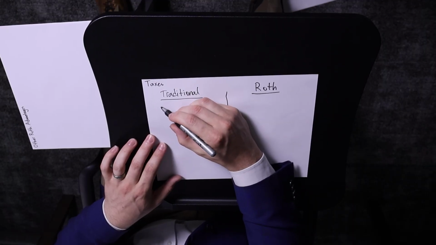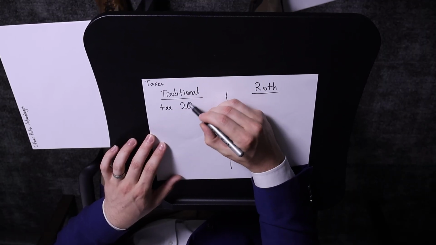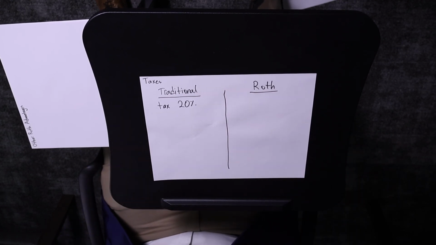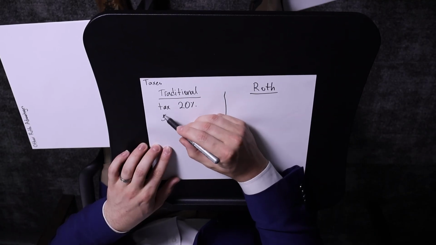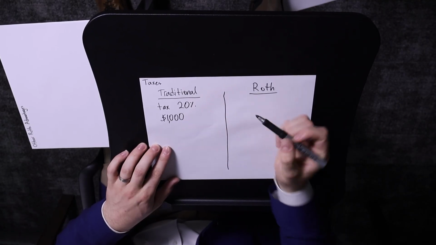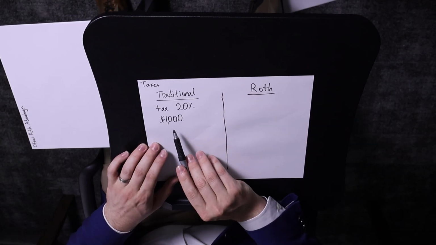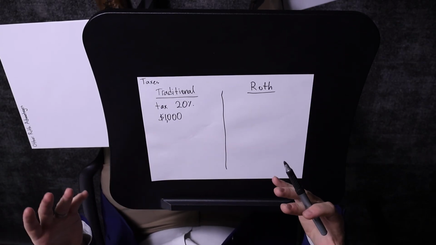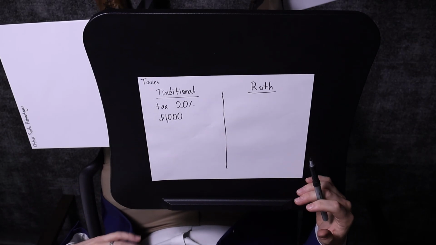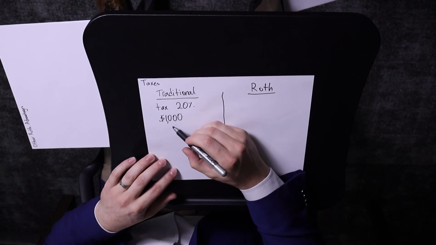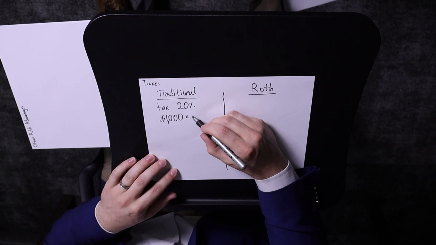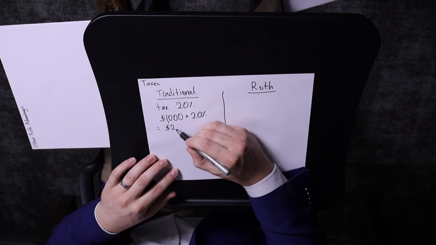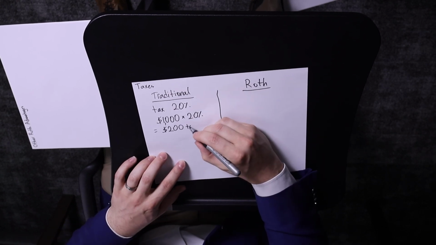Let's say your tax rate is 20%, and it's going to be 20% for the rest of your life, no matter what. Any income that you get is taxed at 20%. You put $1,000 into your traditional IRA. What this is going to do is create a tax deduction of $1,000. So basically the IRS is going to say, oh, you made $1,000 less this year because you put it into the traditional IRA. Now what that means is if we multiply $1,000 by 20%, which is your tax rate, we are going to get a $200 tax saving.